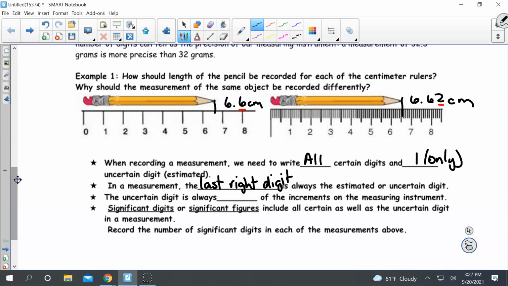And the uncertain digit usually is 1/10 of whatever the increment is on the measuring device. So you usually take that, like on this, we would divide that into 10 equal spots. Typically, I would go right in the middle and say that would be the 0.5, and then from there I would divide it. Okay, so significant digits and significant figures include everything that is certain and then one uncertain digit in the measurement. Okay, that is the correct way to read those.